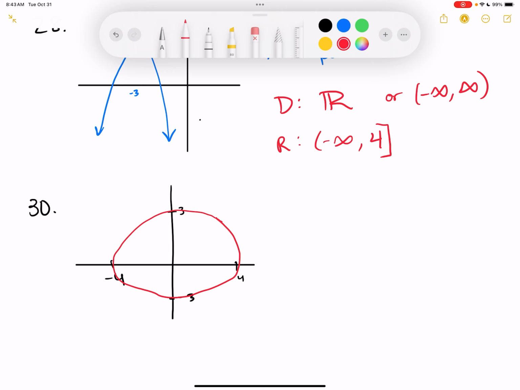Okay. So, is this going to pass the vertical line test? No. No, because at pretty much every x value there are 2 y values that it takes on. So this is not a function, because it does not pass the vertical line test. And VLT is my abbreviation for vertical line test. I don't think I said that earlier.